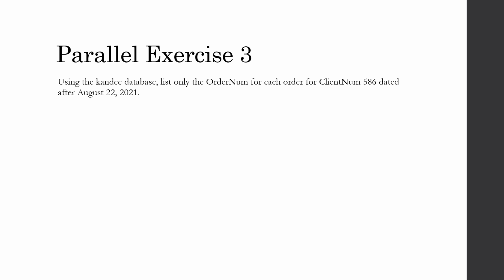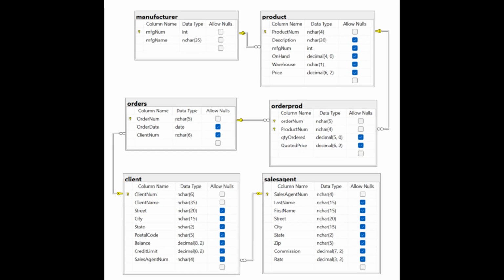Parallel Exercise 3. Using the Candy database, list only the order num for each order for client num 586, dated after August 22, 2021. The problem statement for this exercise did not explicitly list the table we need to use. However, by examining the fields we are to use in our logic, we can deduce the necessary table. This is where an entity relationship diagram for the schema is very helpful.